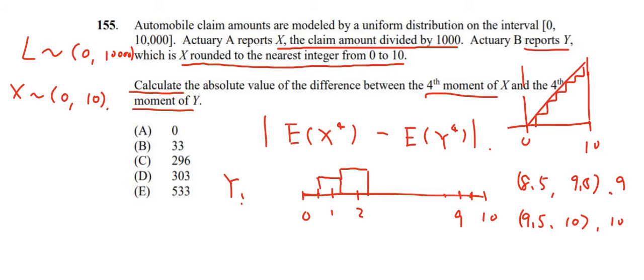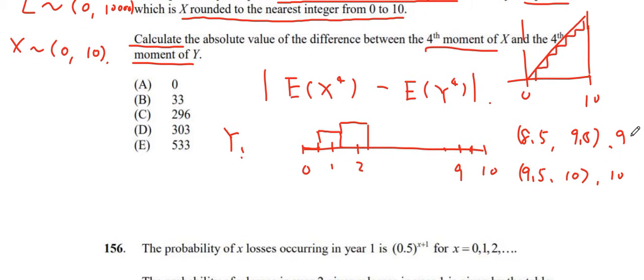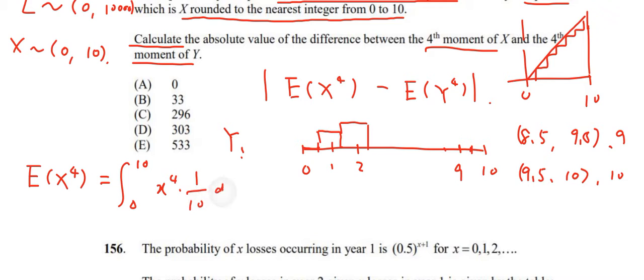Here E[X^4] is easy because this contains x. We just do some calculation. X goes from 0 to 10, so the density function is 1 over 10 dx. So E[X^4] is very easy to calculate: 10^5 over 5.